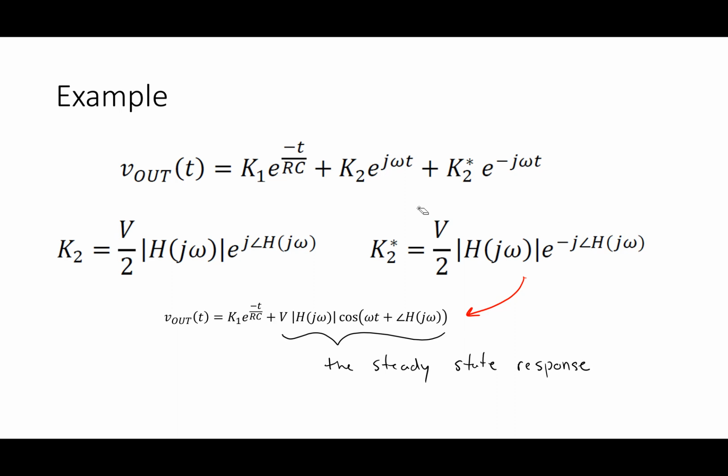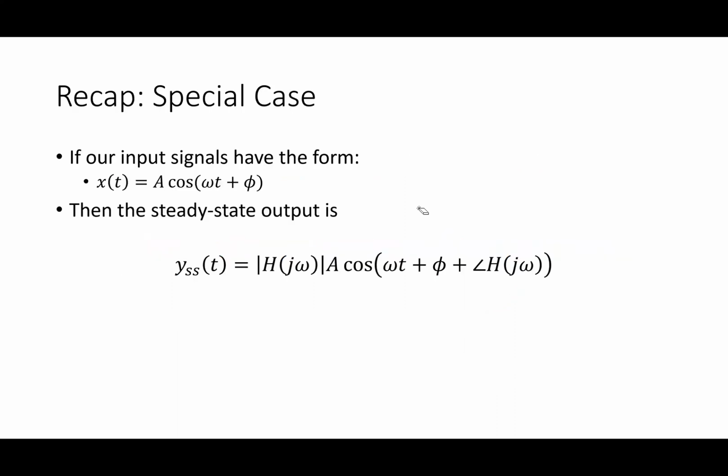So it's an important concept. Basically, what we're saying is if my input is a cosine of that general form, the output is basically going to be something like this. I scale the amplitude by the magnitude of the transfer function at a particular frequency, and the angle is shifted by whatever the angle of the transfer function is at that particular frequency.